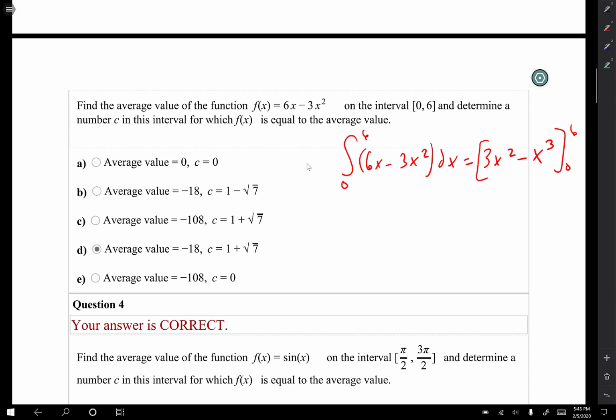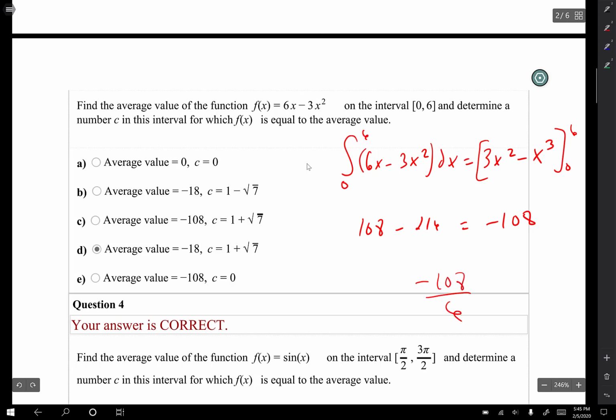So what's that? 108, sorry. Don't know why it took so long. Minus, and then 6 to the third power is 216. So 108 minus 216, I believe that's 108 because, well, 216 divided by 2 is 108. So that's going to be a -108. And since I'm going between 0 and 6, I have to divide that by 6. So if I divide that by 6, I get 18. So -108 divided by 6.